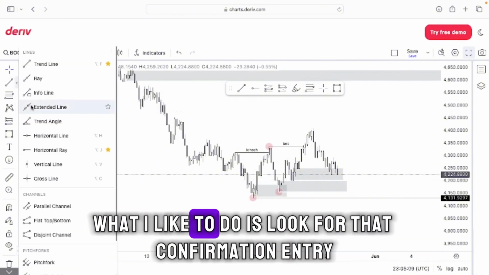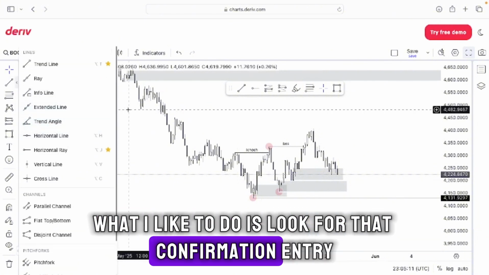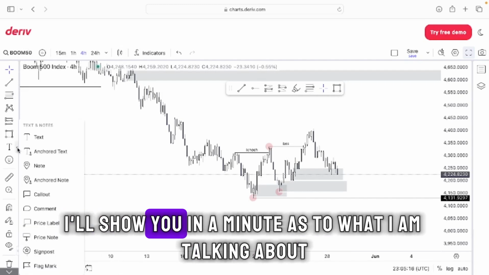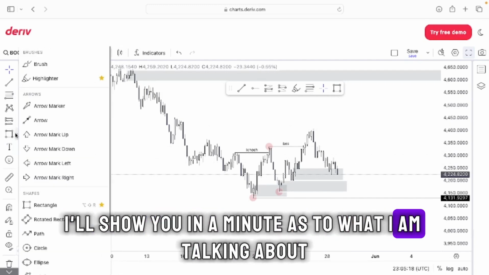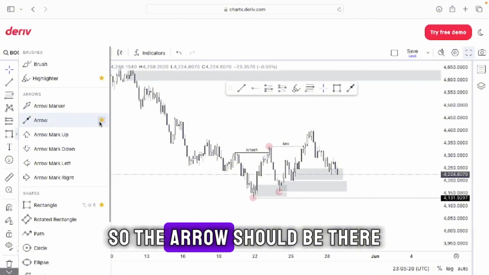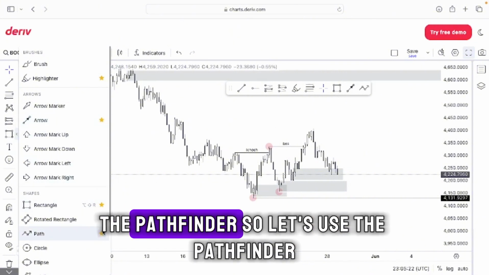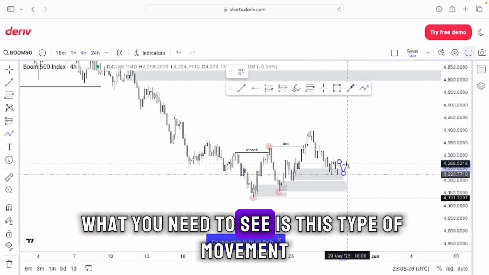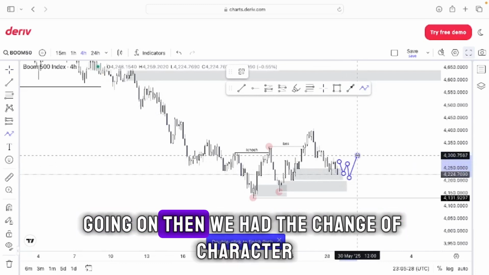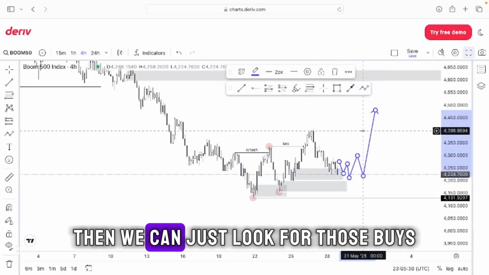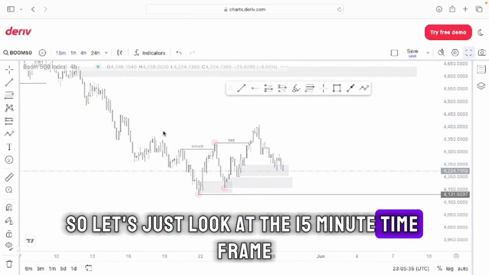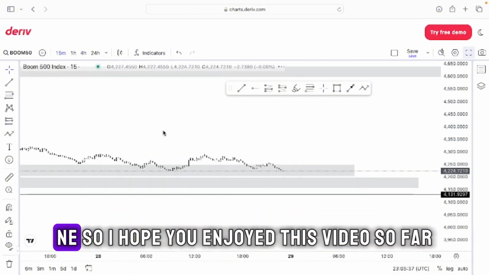Most of the time, what I like to do is look for that confirmation entry, guys. For those who don't know confirmation entries, I'll show you in a minute what I am talking about. So the arrow should be there, the pathfinder. So let's use the pathfinder. On this first level here, what you need to see is this type of movement going on. Then we have the change of character, then we can just look for those buys. So let's just look at the 15-minute time frame so that we can save time, guys.